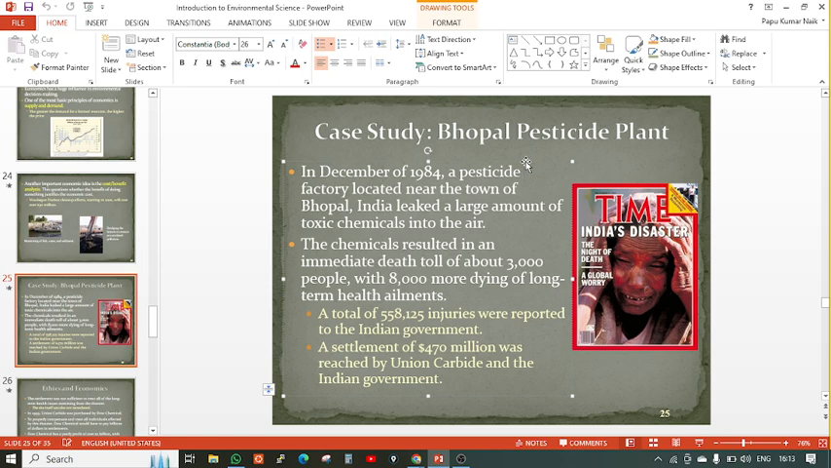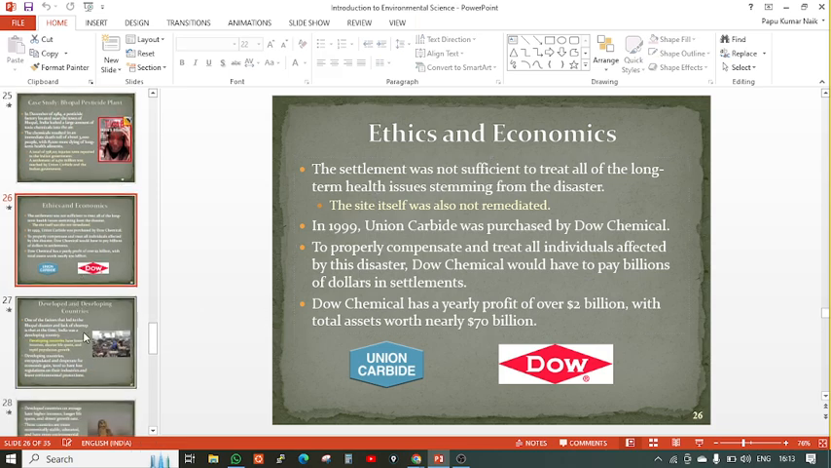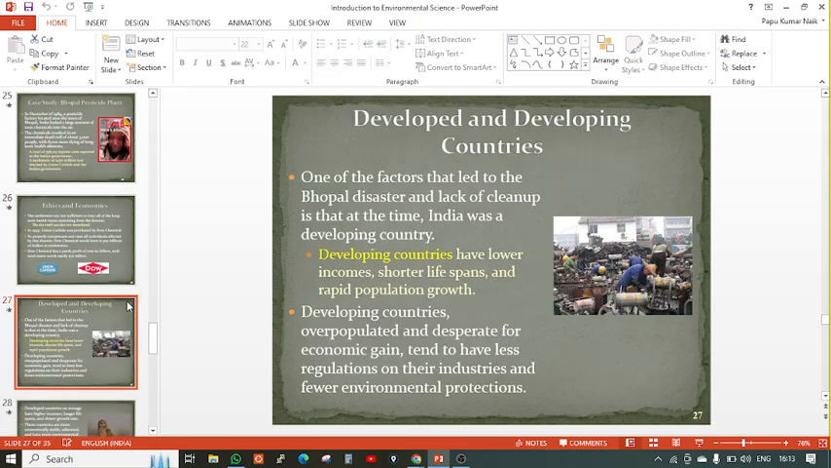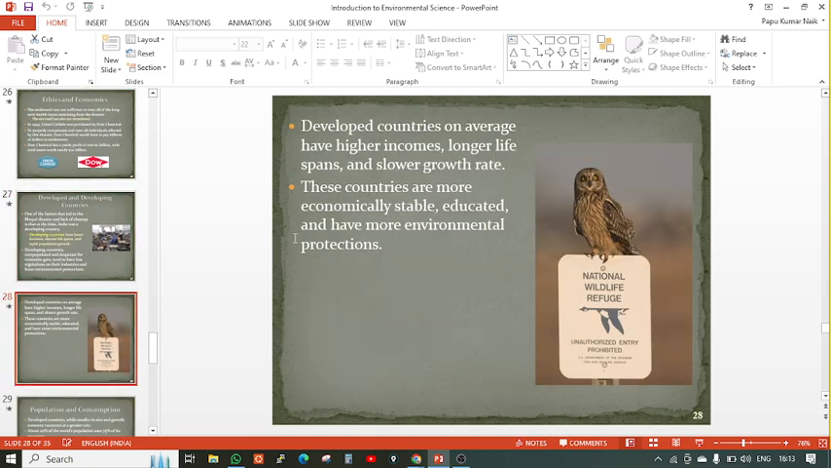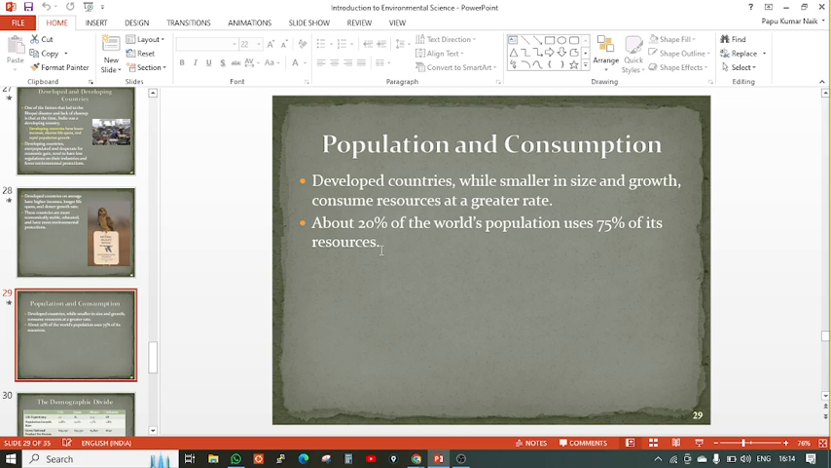A settlement of 470 million was reached between Union Carbide and the Indian government. All these things are nothing but the consequences of irresponsibility, or maybe anthropocentrism, because of this behavior. So this is one type of case study of these environmental issues. This is the same kind of case study, we may not go into details, it is not required.